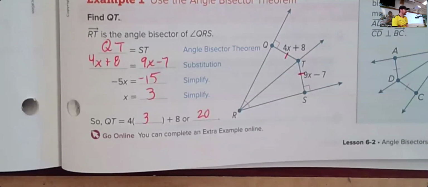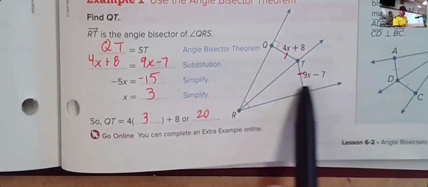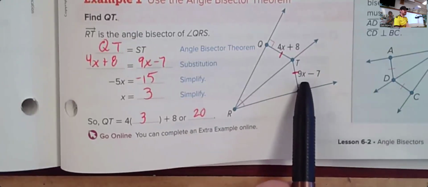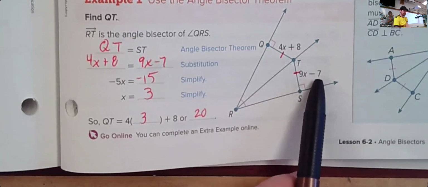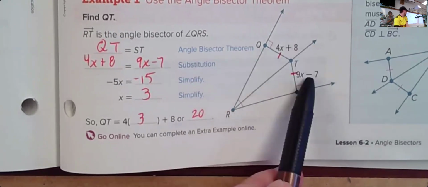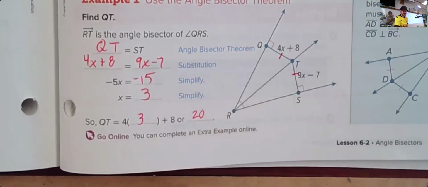The other thing we could and probably should do, just real quick to verify that this is correct, is if you plug in 3 for x over here, we should also get 20. 9 times 3 is 27. 27 minus 7 is 20. So both of those segments end up equaling 20 when we plug in for x. So that means we did it right. It's all good to go.